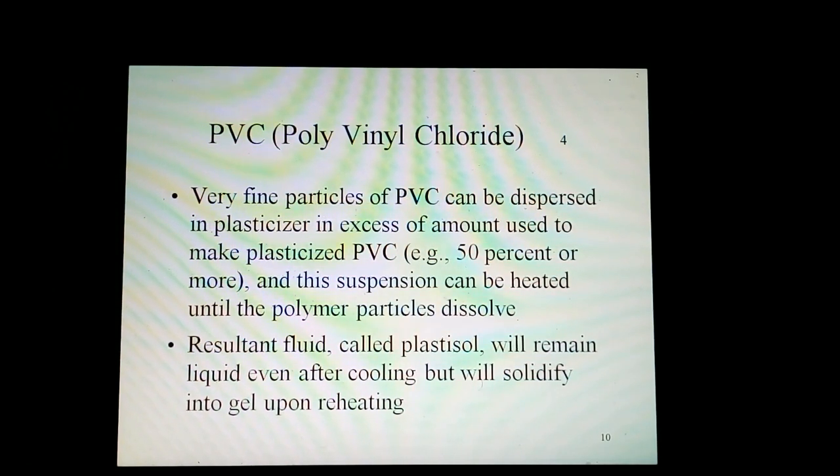Very fine particles of PVC can be dispersed in plasticizer in excess of the amount used to make plasticized PVC, which is 50% or more, and this suspension can be heated until the polymer particles dissolve. The resultant fluid, called a plastisol, will remain liquid even after cooling but will solidify into a gel upon reheating.